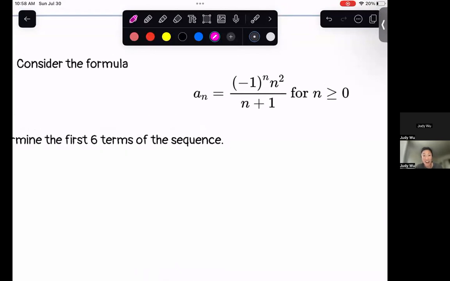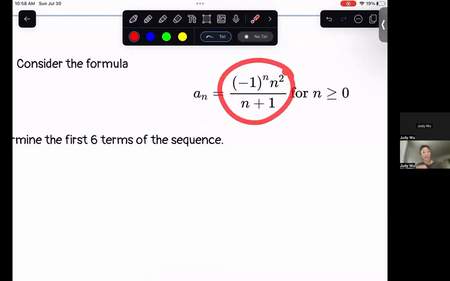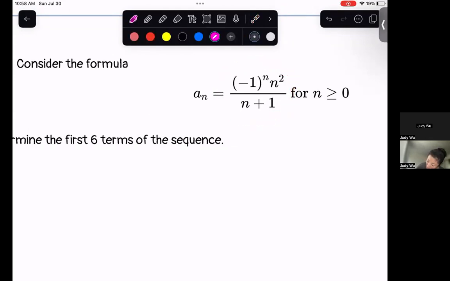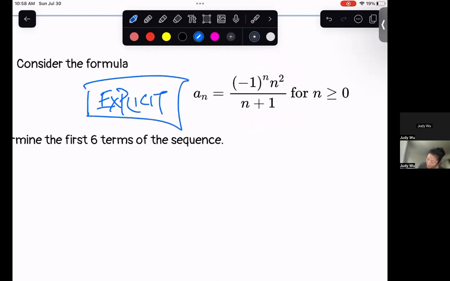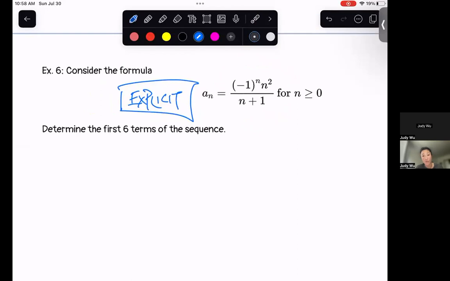Ooh, it looks like a lot, right? There's lots of n's everywhere, but I know because I only have n's on the right-hand side and no a sub n's that what I have here is an explicit formula. That means that I could find the first 6 terms like I'm asking us to do here, or I could ask us to find the 500th term or the millionth term, and that would be fine.